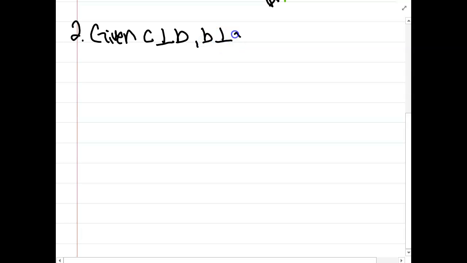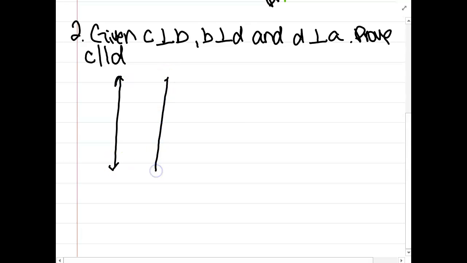Number 2, okay, we're going to be given that C is perpendicular to B, B is perpendicular to D, and D is perpendicular to A. My job is to prove that C is parallel to D. A lot of information there. C is perpendicular to B, B is perpendicular to D, D is perpendicular to A. I want to prove that C is parallel to D.